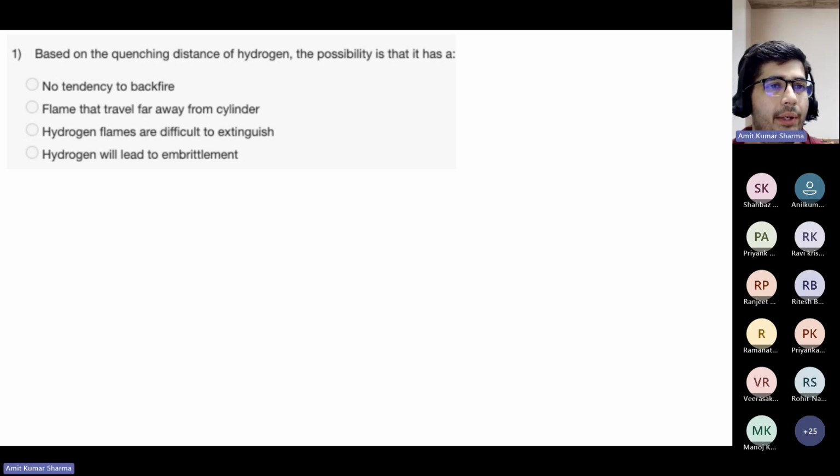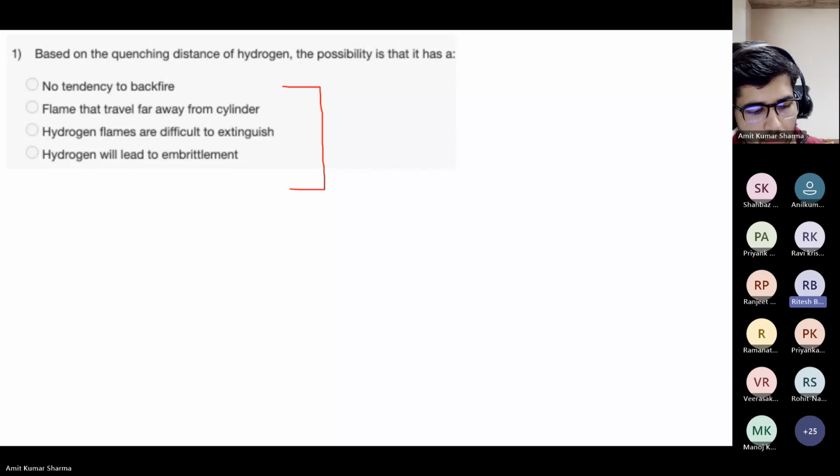Question number 1: based on the quenching distance of hydrogen, the possibility is that it has no tendency to backfire, flames that travel far away from the cylinder, hydrogen flames are difficult to extinguish, or hydrogen will lead to embrittlement. Take 1 to 2 minutes, think about it and let me know the answer.